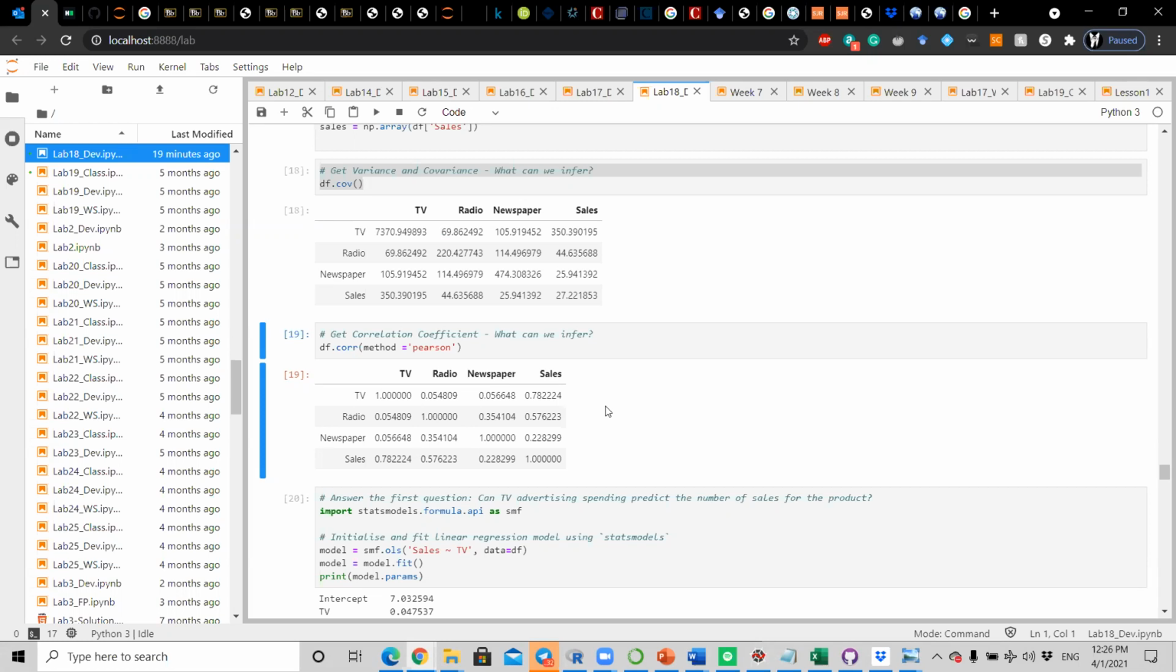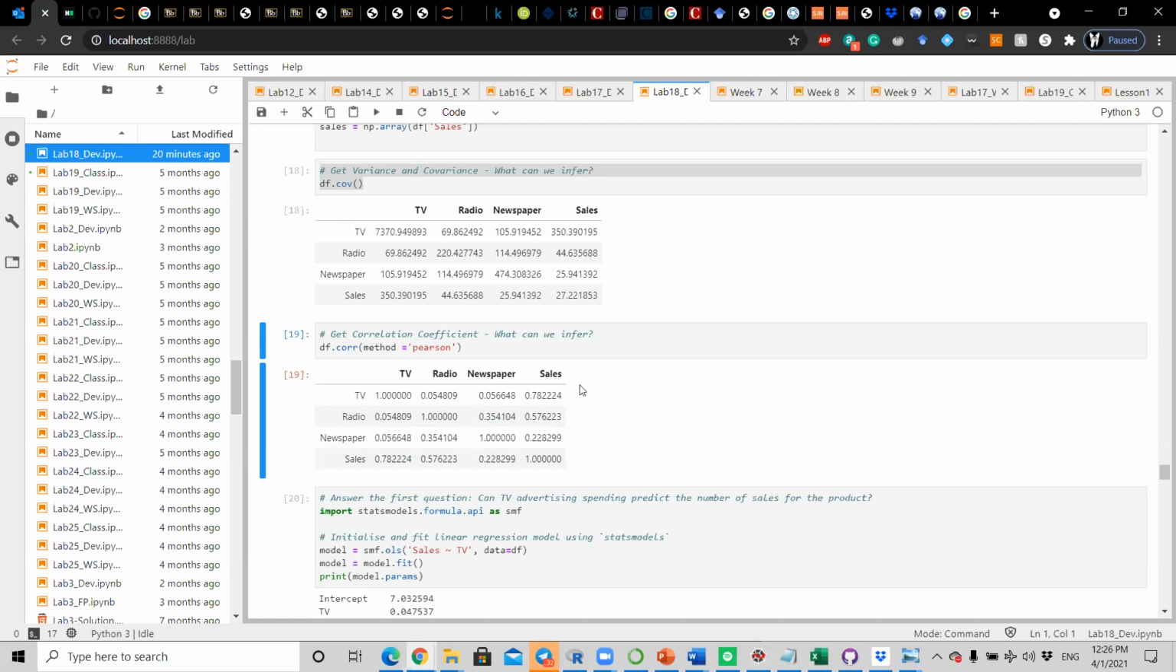Which one of the variables has a stronger relationship with sales, which one would you pick? I would say TV. Why? Because it has the highest correlation of the three. It has a 0.78, which is quite close to 1. Based on this, you can say there is a strong linear relationship between TV and sales. What is the next one? The next would be sales and radio. And then sales and newspaper.